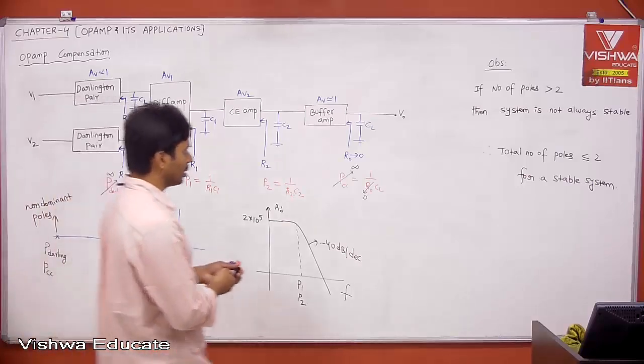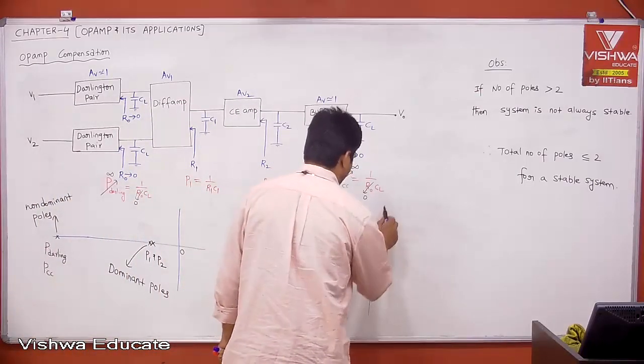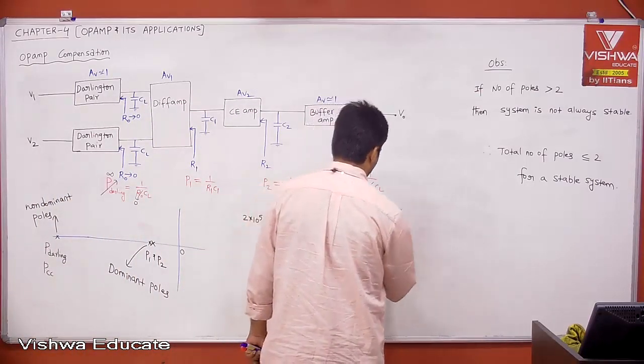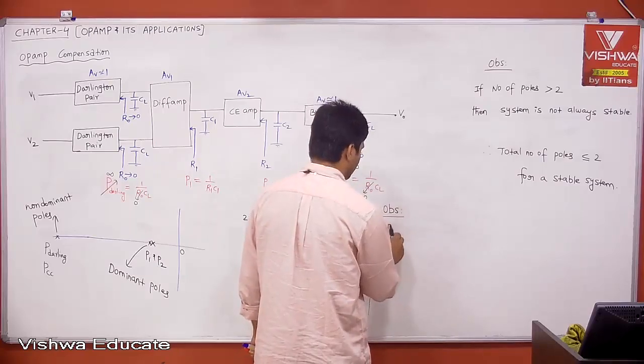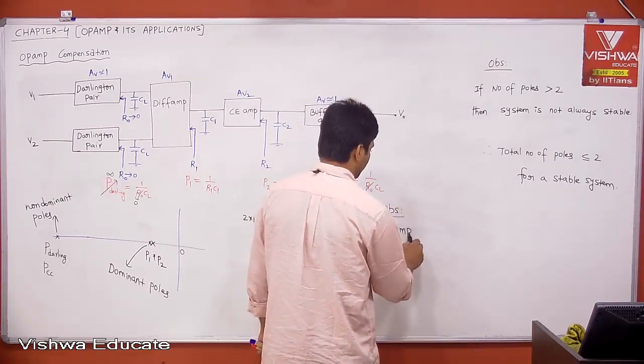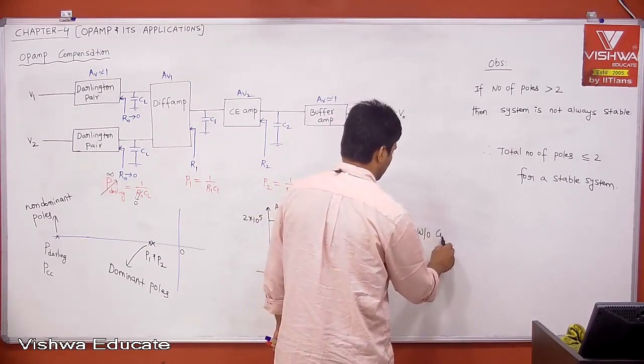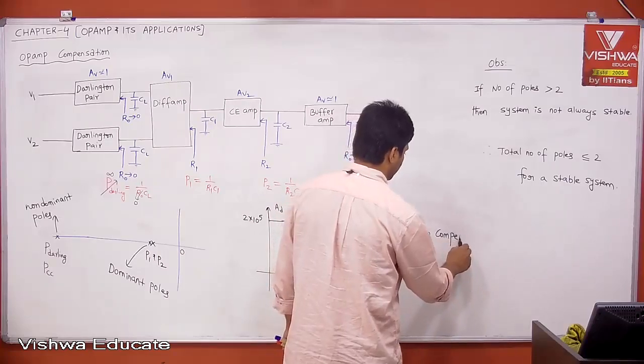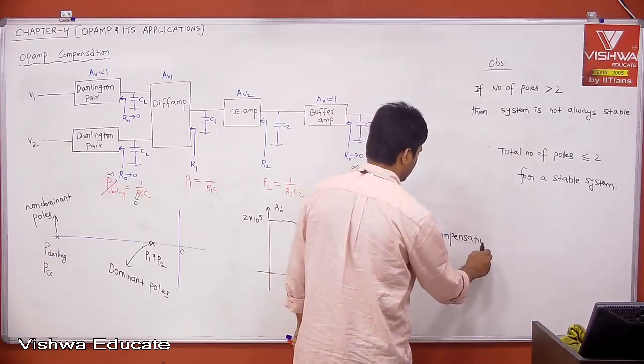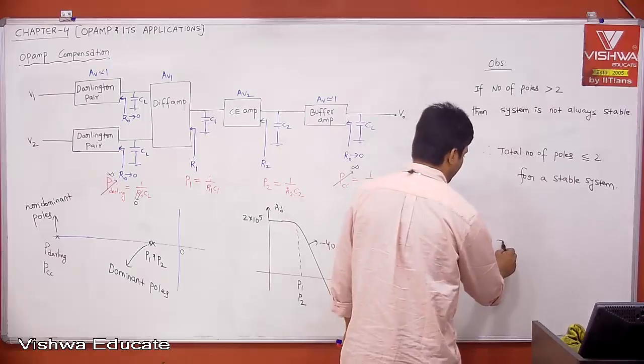Therefore the observation is: an op-amp without compensation has 2 poles.